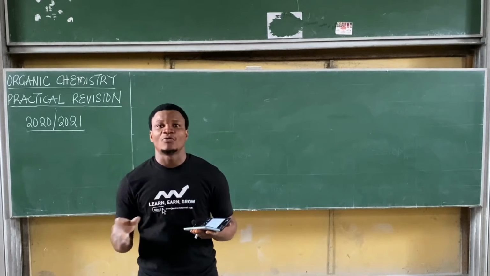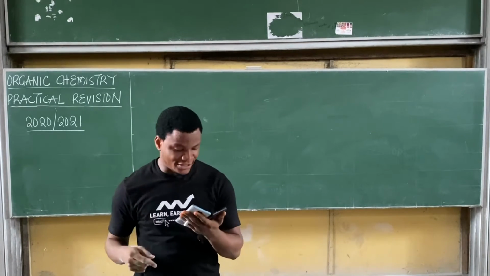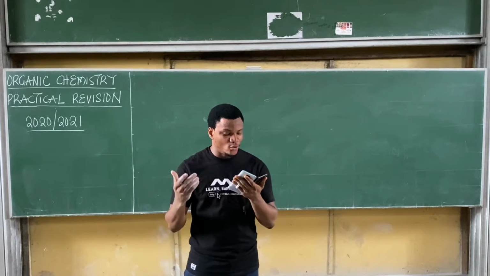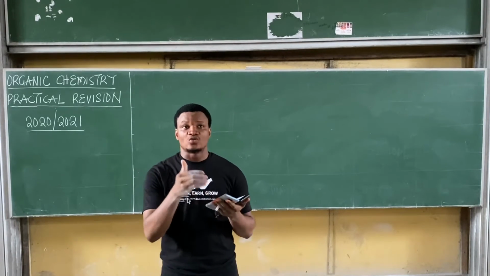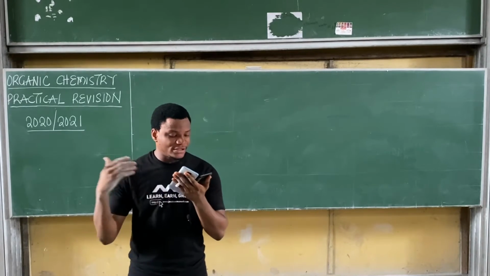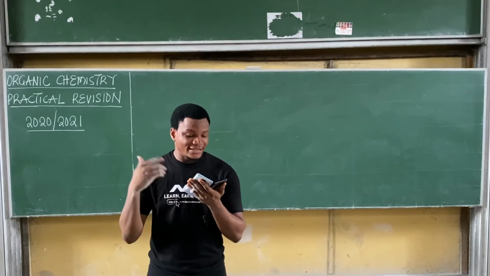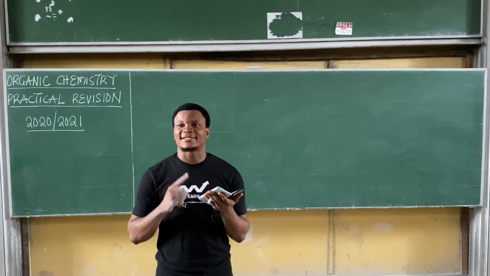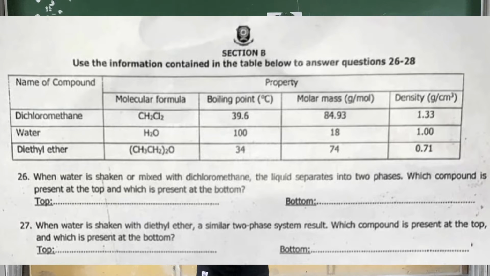Section B is the one we did not talk about. Let's now talk about it. Section B. Now listen. Use the information contained in the table below to answer questions 26 to 28. So you have the name of compound: dichloromethane, water, diethyl ether. For each of the compounds, they gave you the molecular formula, the boiling point, the molar mass, and the density.